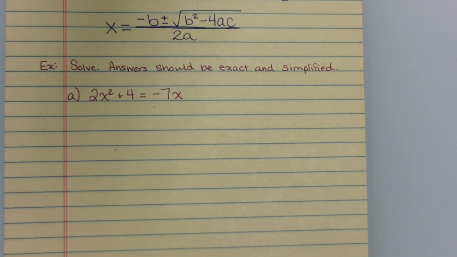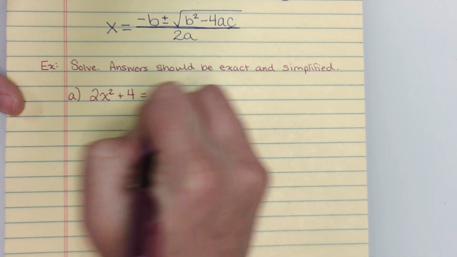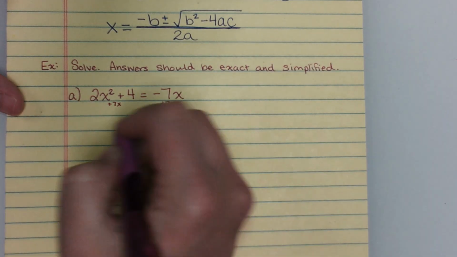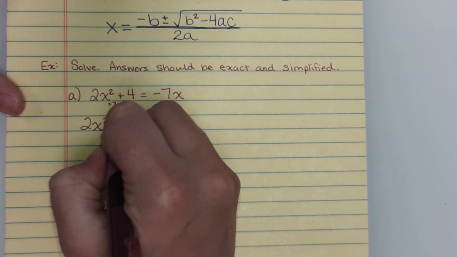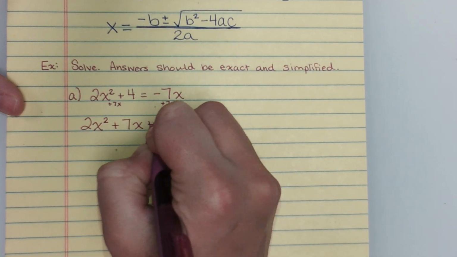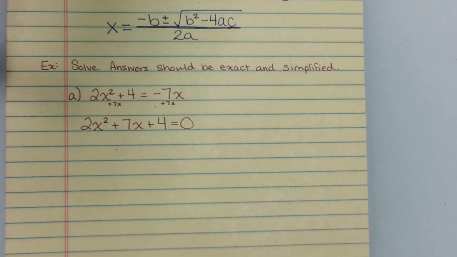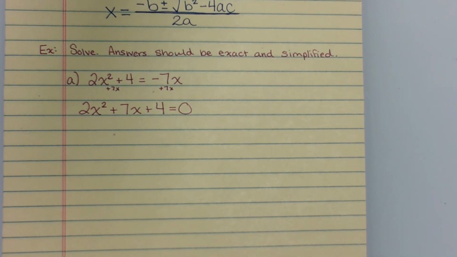So 2x squared plus 4 is equal to a negative 7x. If I want to solve using the quadratic formula, first thing I want is I want it equal to 0. Add the 7x to both sides. Make sure you are not combining unlike terms, but you are combining like terms. In this case, there aren't any like terms, but it is something to look out for. 2x squared plus 7x plus 4.